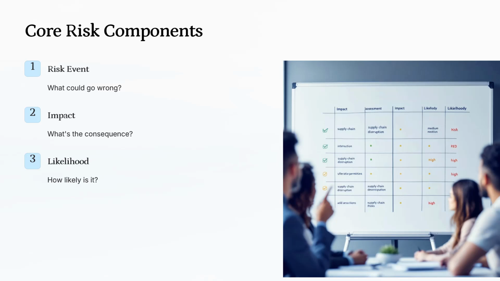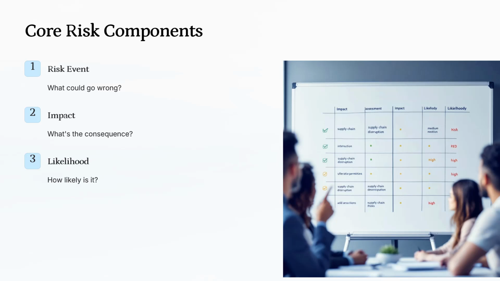Next up, risk event, risk impact, and risk likelihood. Let's define them. Risk event, what could happen? Risk impact, what would happen if it does? Risk likelihood, how likely it is to happen. These 3 form the core of every risk assessment.